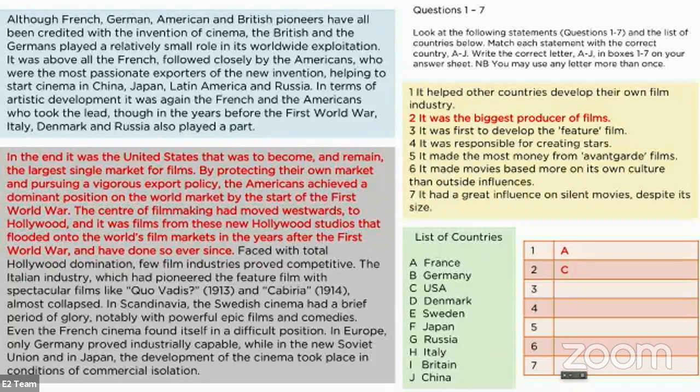Cool. There's lots of little distracting things in there, but you have to read past them. Number 3, it was first to develop the feature film. In other words, which country was the first country to develop the feature film? Well, this part of the passage says the Italian industry, which had pioneered the feature film with spectacular films like and almost collapsed. So which was the first to develop the feature film? Well, Italy pioneered the feature film. There's your synonym, develop and pioneer. The answer is H, Italy.